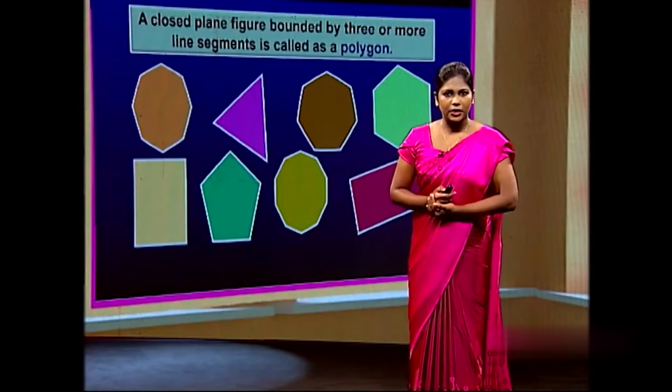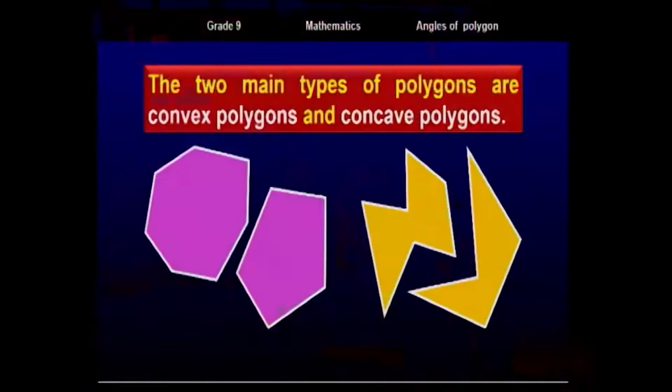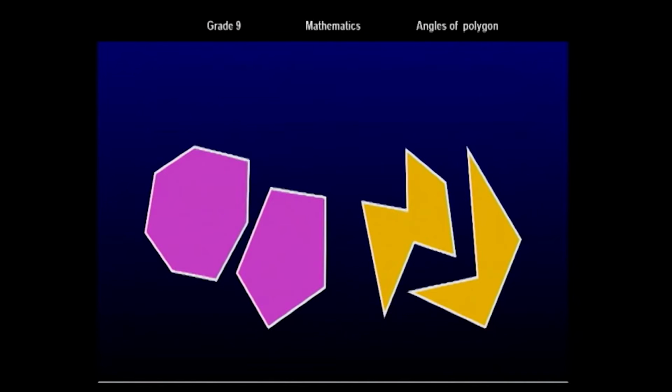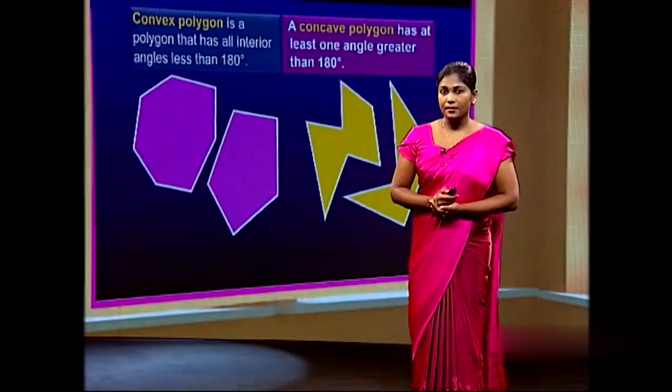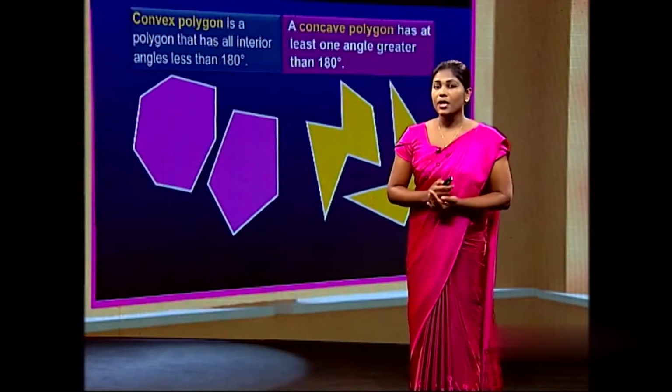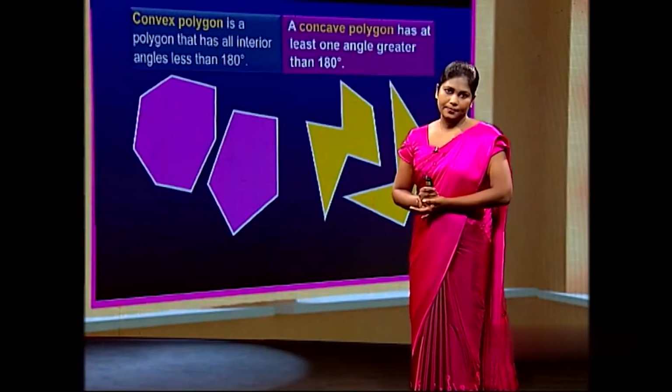What is the difference between these two? Look at this. The two main types of polygons are convex polygons and concave polygons. A convex polygon is a polygon that has all interior angles less than 180 degrees. A concave polygon has at least one angle greater than 180 degrees. Now you can see convex and concave polygons.